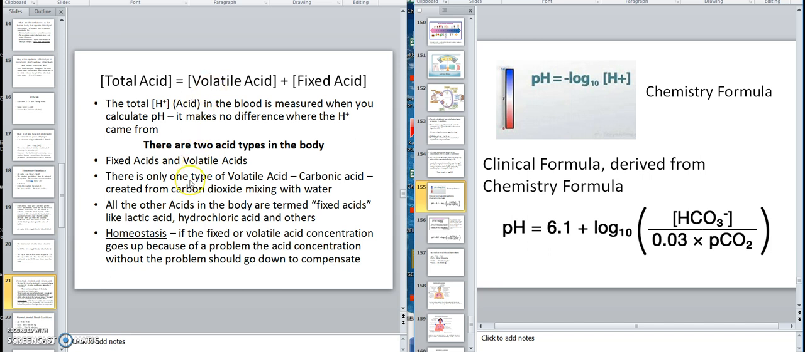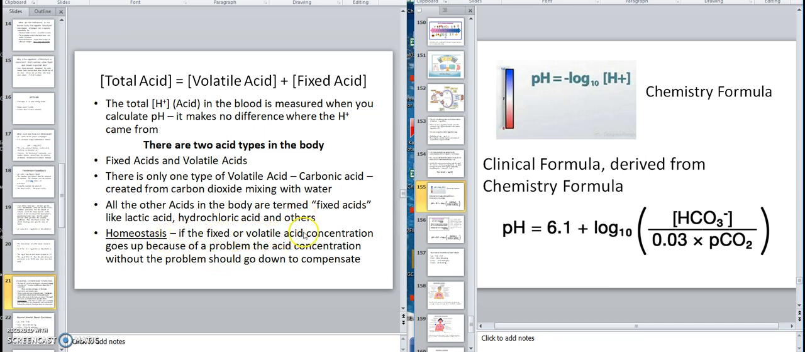All other acids in the body, every other acid you have in the body is called a fixed acid. Where did they come up with that? It doesn't bubble out. See, the volatile acid, like CO2, can bubble out. So all the other acids are fixed acids, like lactic acid in muscle, hydrochloric acid in the stomach, and others. Okay?